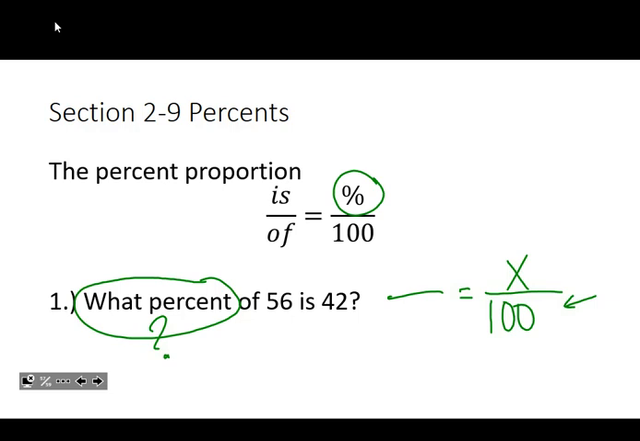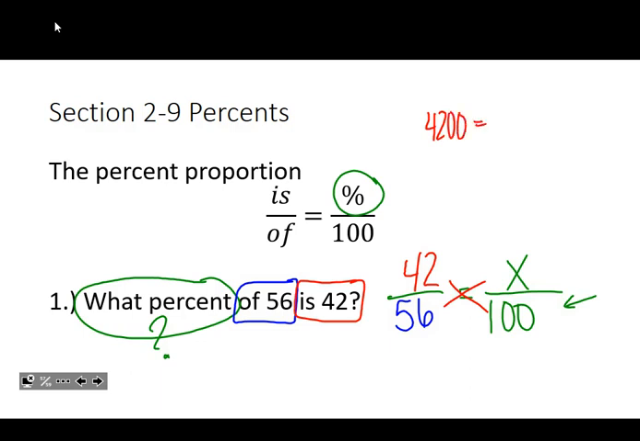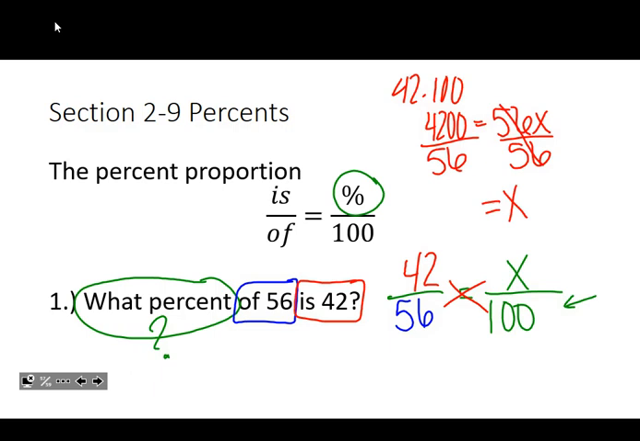So then we kind of have to just pay attention to our words. It says, what percent of 56? So of 56, 56 goes in my of spot, is 42. So 42 goes in my is spot. Once you've done that, you've set up a proportion to cross multiply and divide like we've been doing. Then we divide by 56. So 4,200 divided by 56, we get 75.